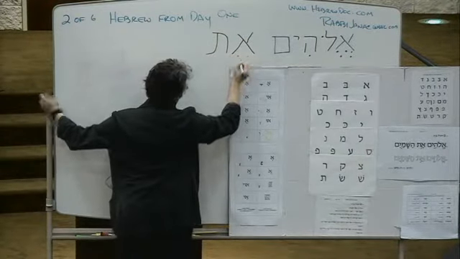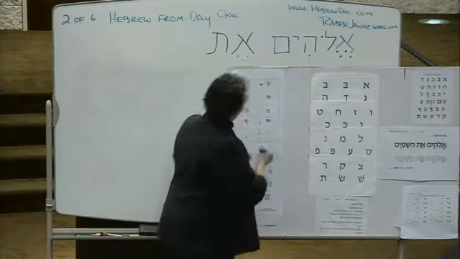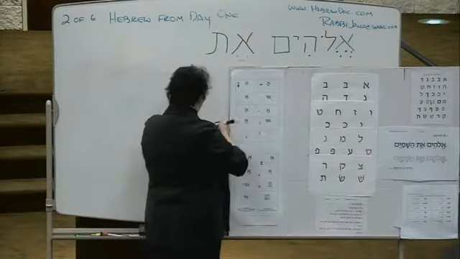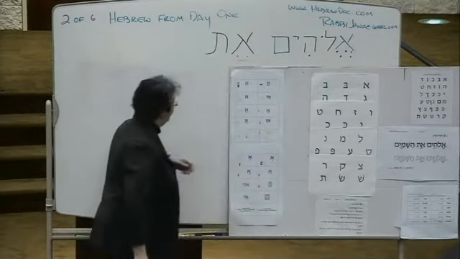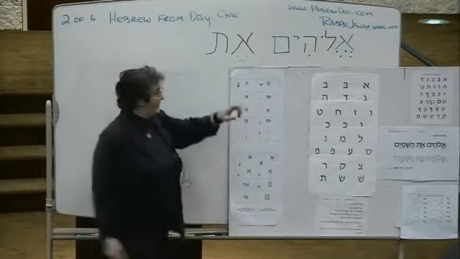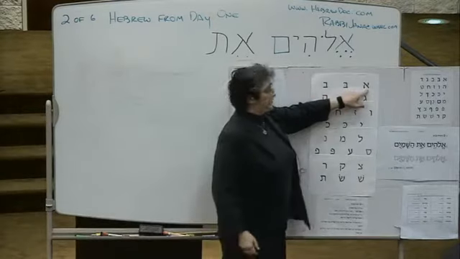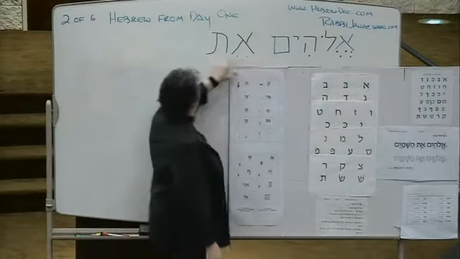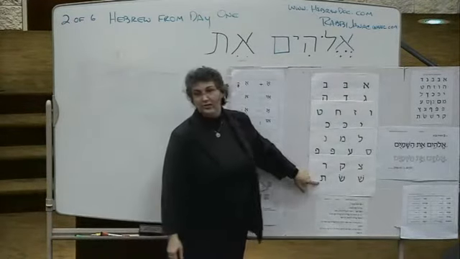And it has this vowel with it. It's this et. Sometimes it's spelled with 3 and sometimes spelled with 2. In this case, it's spelled with 2. I want to show you cool things about this word. Aleph is the first letter of the alphabet. Tav is the last letter of the alphabet.